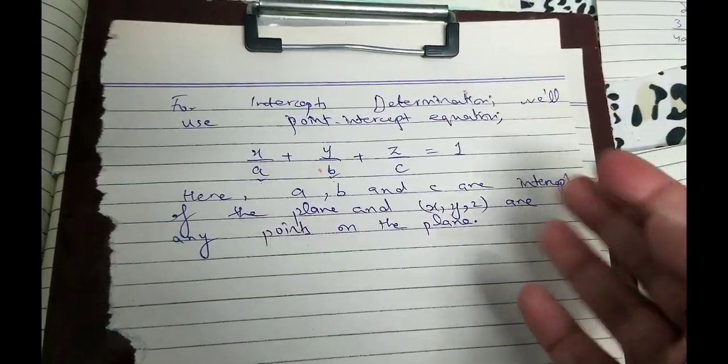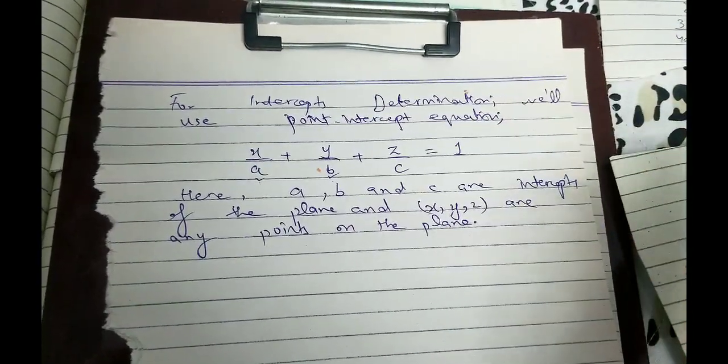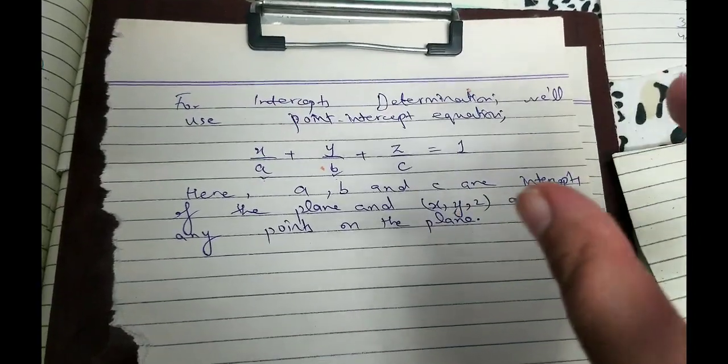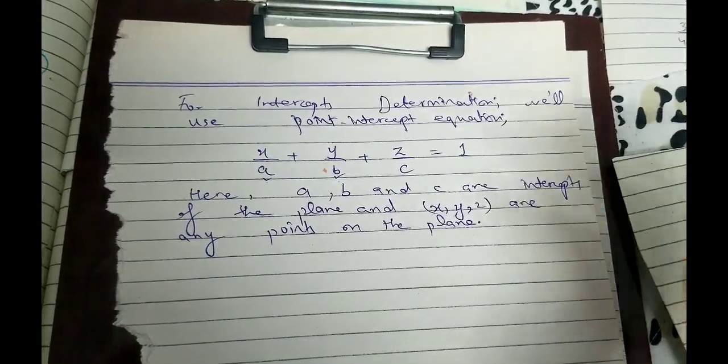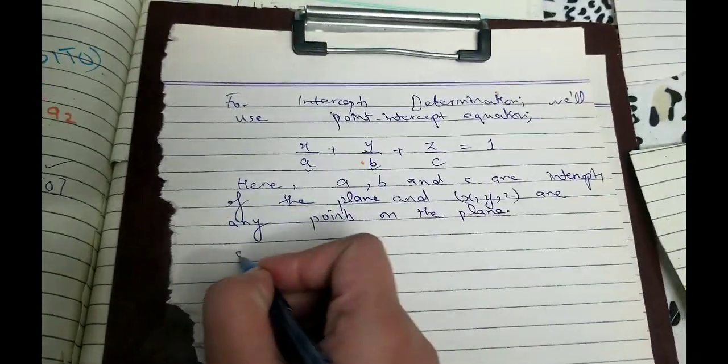The number of unknowns determines the number of equations we need to find out those unknowns. If there are 3 unknown quantities, then we need 3 equations in order to find them. And if there are 2, then we need 2 equations, and so on.